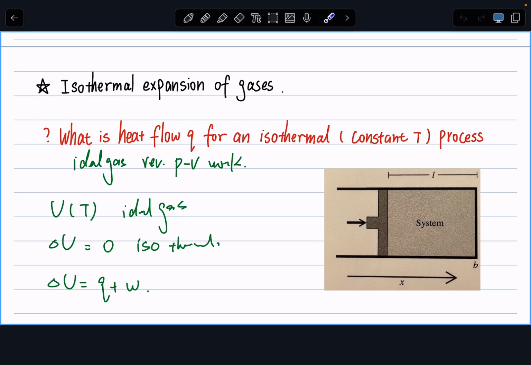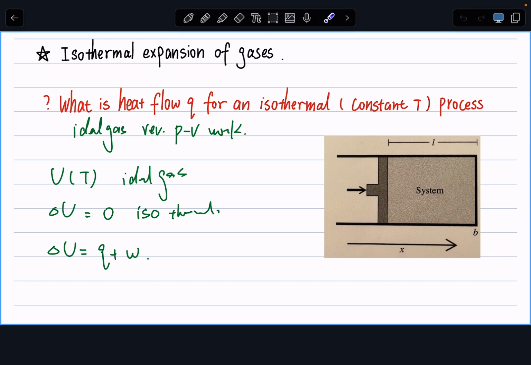I know my writing is sort of small, but those were just a demonstration. If I were in your position, these are the things I would definitely put onto my equation sheet and know when and where to use them. So, getting started from where we left off, that's isothermal expansion of gases.